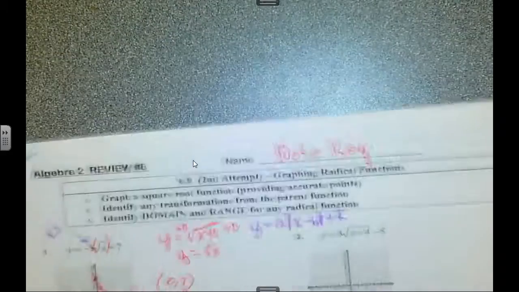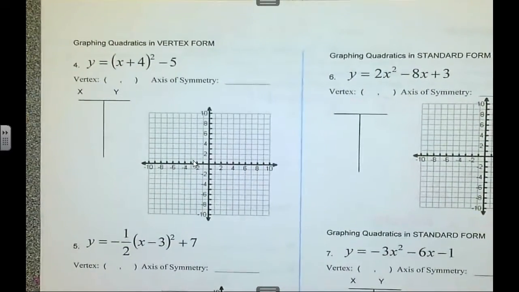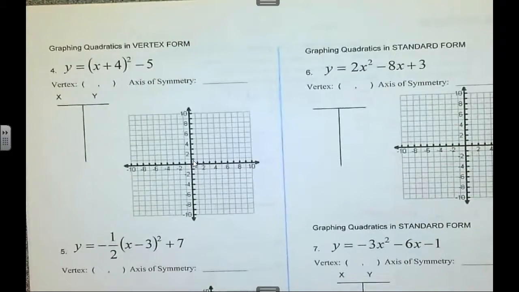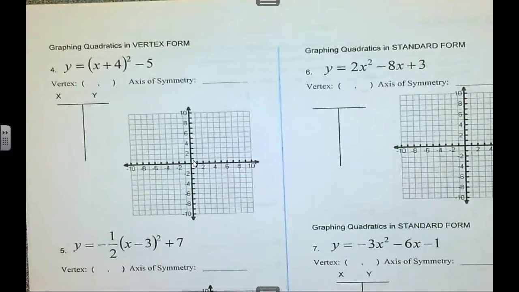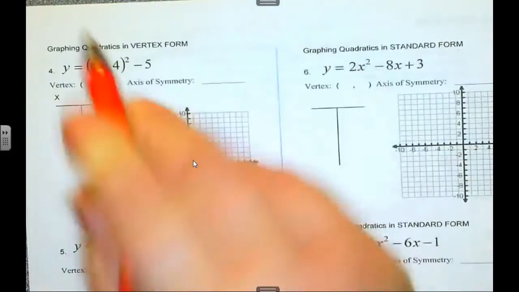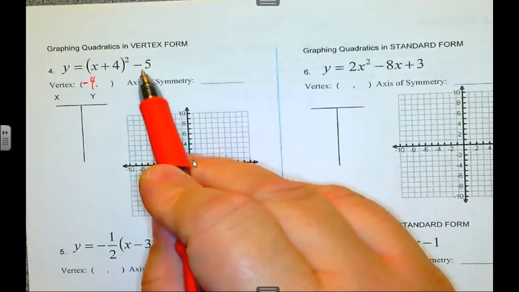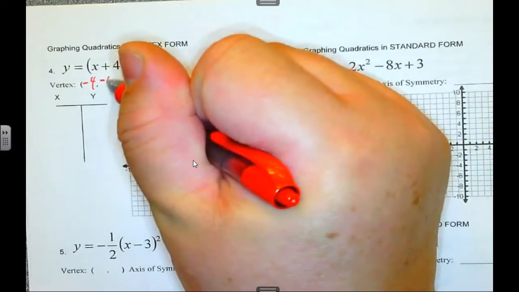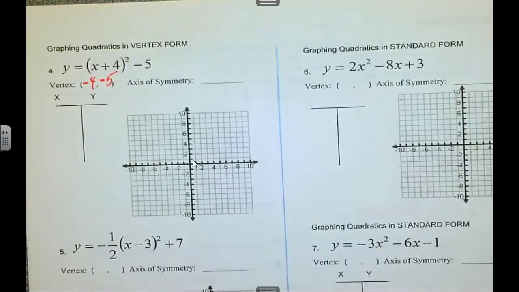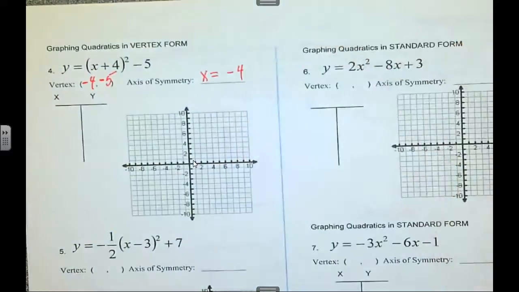Okay, page 2. Now, I think some of you, page 2 came out on a separate page. Okay, so vertex form, number 4. If you have it in vertex form, it's actually pretty easy to do it without a calculator. It's almost easier. Okay, my vertex, remember, inside the parentheses, it's the opposite sign. Outside the parentheses, it's the same sign. So it's -4, -5. My axis of symmetry, x equals my h, which is -4.